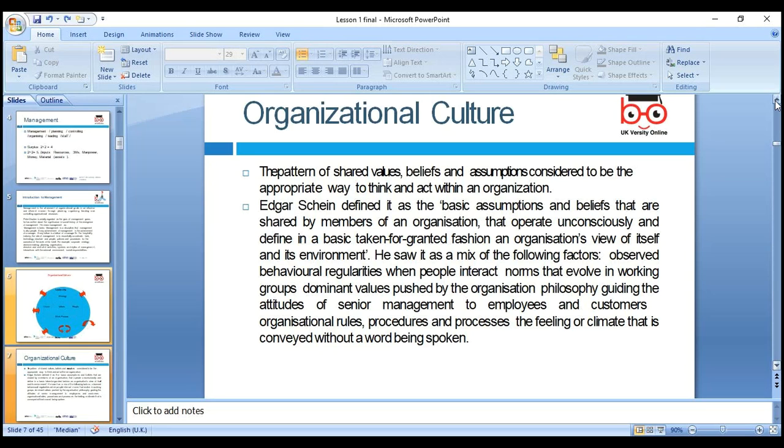It consists of basic assumptions and beliefs that are shared by the members of an organization, that operate unconsciously, and that are defined in a basic, taken-for-granted fashion. Every organization's culture is different from national culture and individual culture, and it can be deeply embedded.